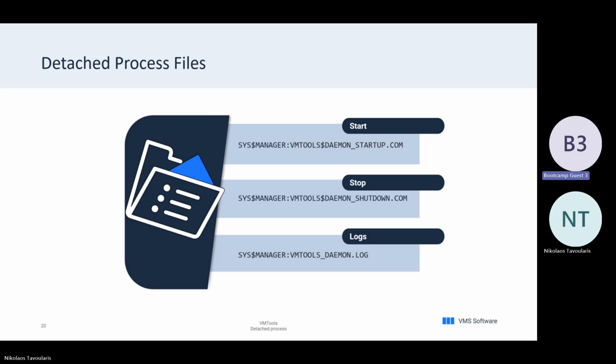This is the location of the scripts. They are all located at the $6 manager directory. The startup script is called VMTools $daemon underscore startup.com. The stop script is VMTools $daemon underscore shutdown.com. And of course, we have a log file in the same directory with the name VMTools underscore daemon.log.